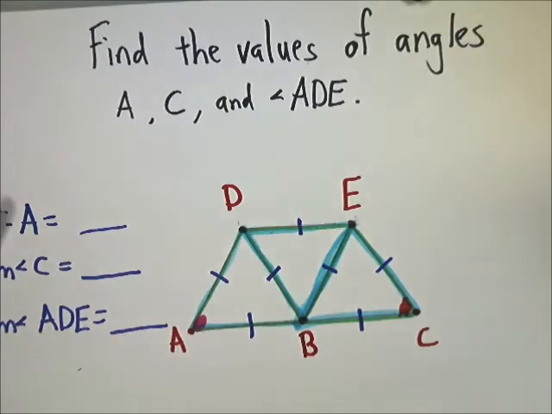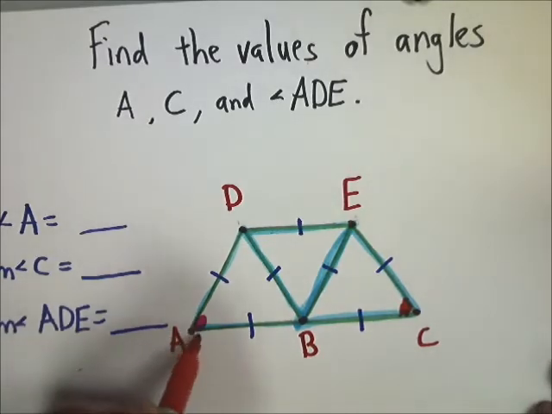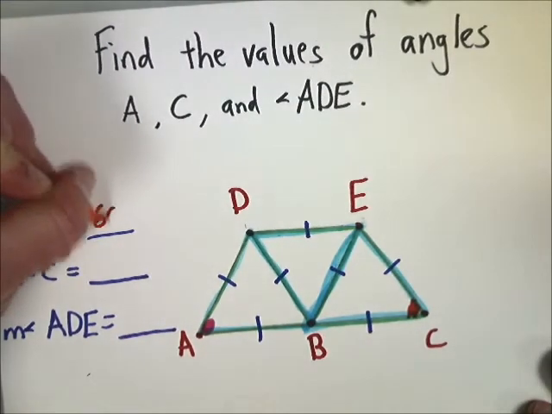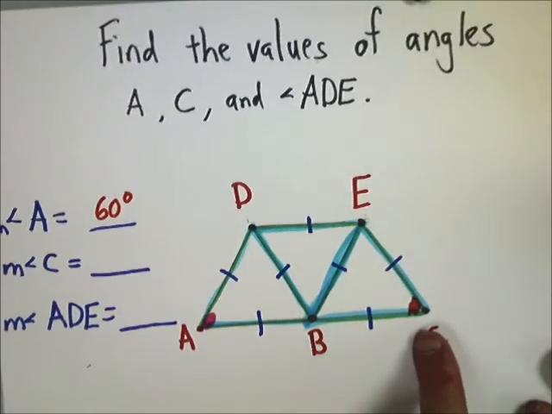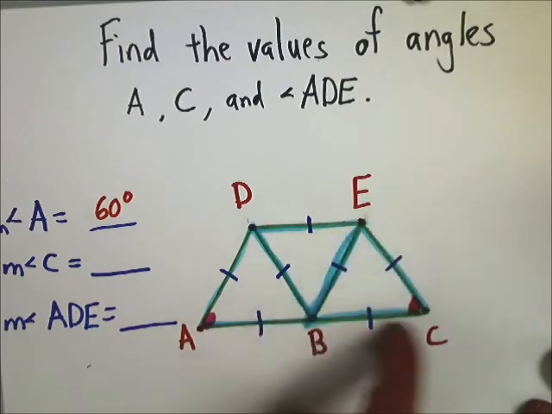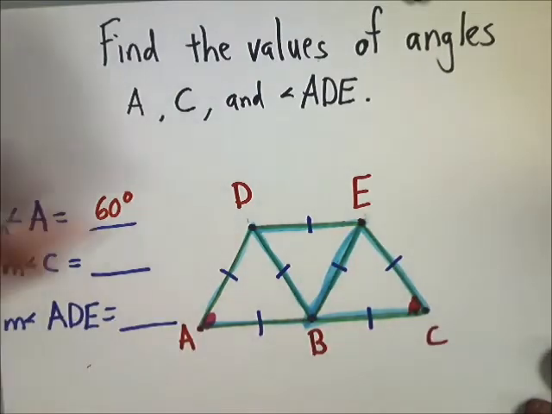Now, I know, because we just talked about it, in an equilateral triangle, the angles are not only the same, they're all worth 60 degrees. So angle A is not affected by anything else, so I'm going to say that angle A is equal to 60 degrees. Angle C all the way over here is still locked in because it's in an equilateral triangle. So angle C is also 60 degrees.